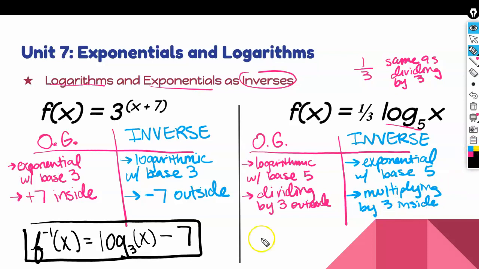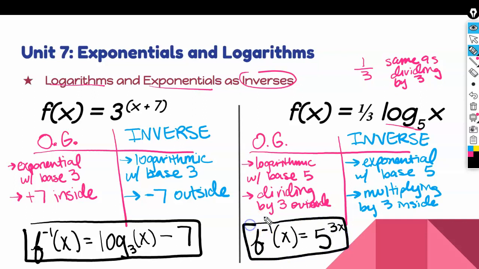So what's the inverse going to look like? I'm going to have an exponential with a base of 5. And I'm going to be multiplying by 3 inside with the x. And that's the inverse. Okay? So the opposite of 1/3 is going to be a 3 on the inside, multiplying on the inside. Okay? Keep that in mind, please. If I saw a 3, the opposite of that will be looking for a 1/3 somewhere. Please keep that in mind.